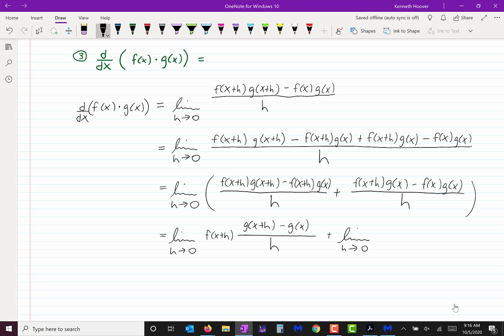Let's look at the second big fraction. Both terms have a g of x, so I can factor that out. And I'm going to choose, just because I like the way it looks better, to put that g of x at the end instead of the beginning.